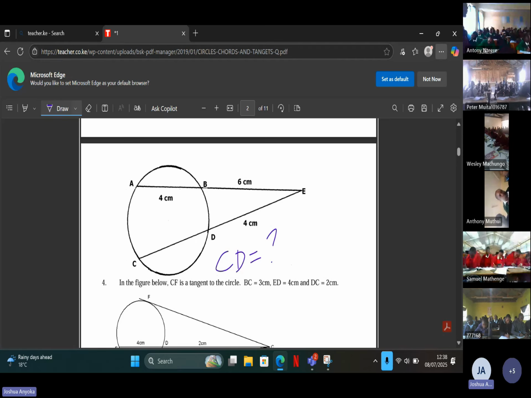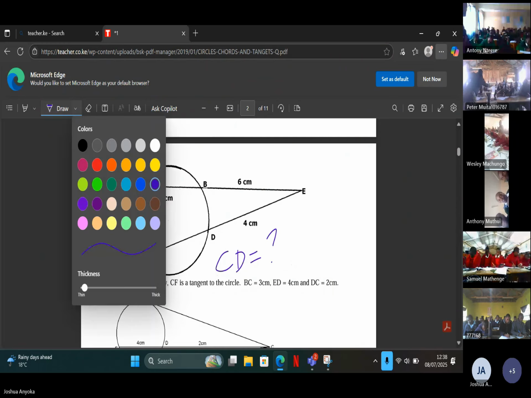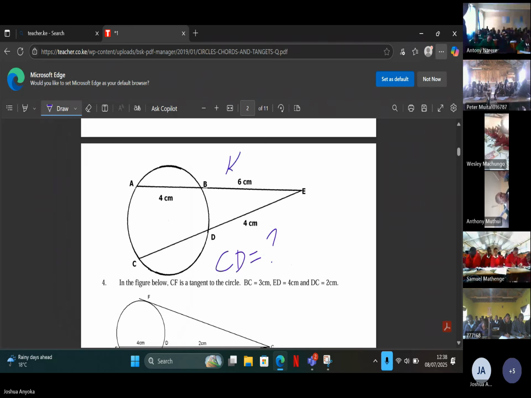Muita is from Kiamariga Secondary. Kiamariga, give us the answer. What is the value of CD? You can unmute yourself. Somebody from Kiamariga give us the answer. The value of CD is 6 centimeters. 6 centimeters.